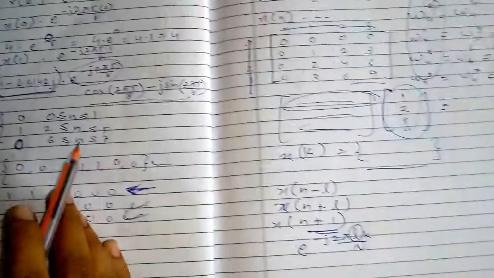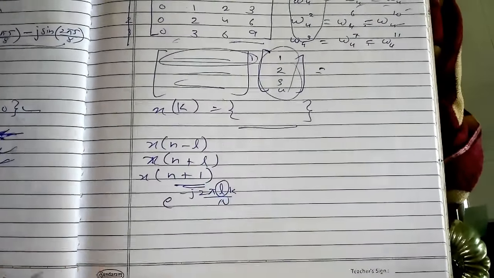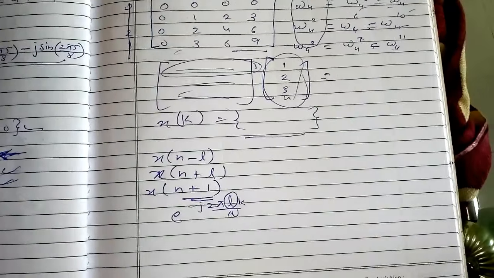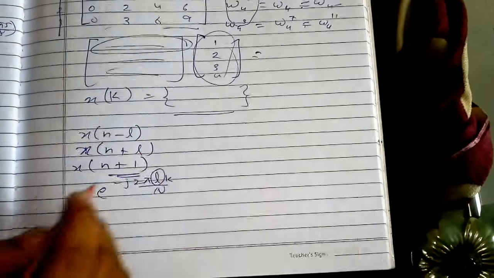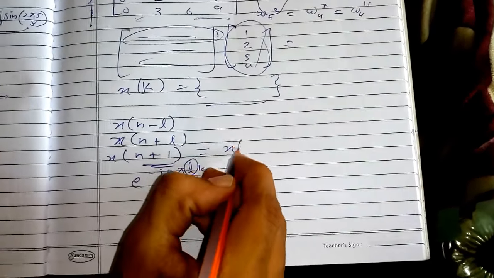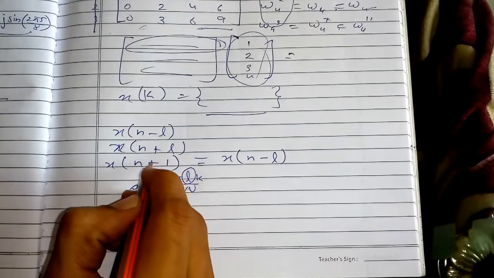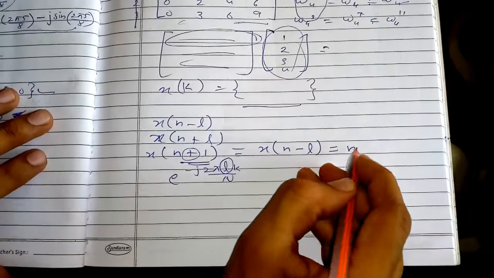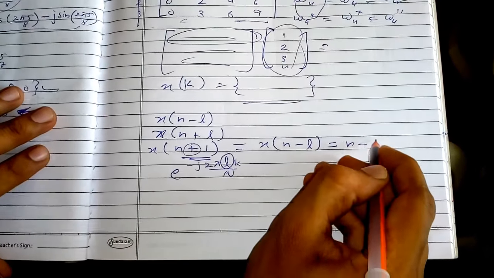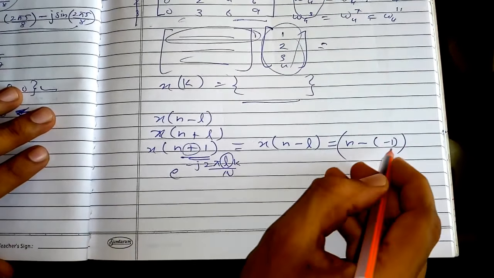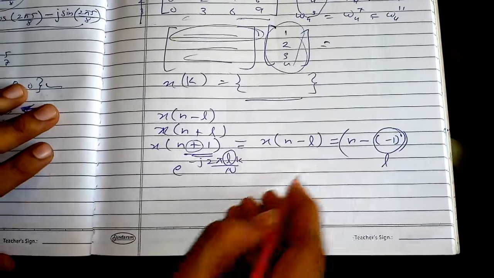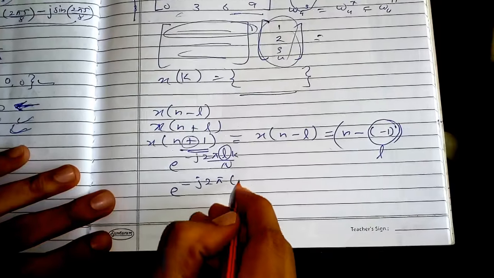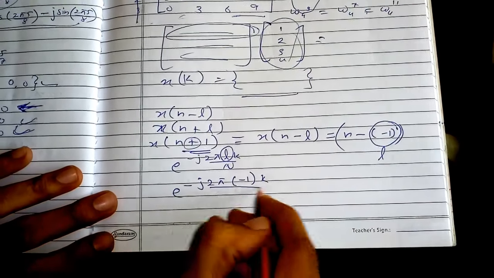Now we have a positive sign. So what happens to this l? Does it remain plus 1 or will it change? My standard formula says that it should be in the form of x of n minus l. But here I have plus. So instead of n plus 1, I will write it as n minus of minus 1. So my l is now minus 1. So here I will have e raised to minus j 2 pi, instead of l, minus 1 k by n.